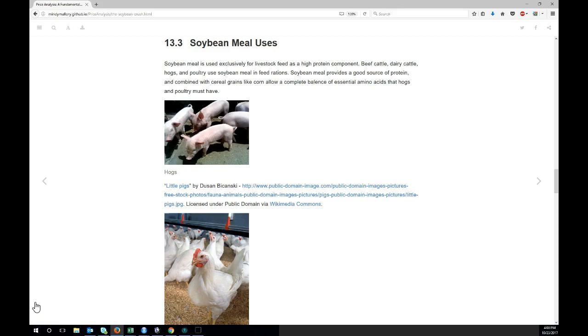So soybean meal is primarily used as a livestock feed, and beef cattle, dairy cattle, hogs, and poultry all use soybean meal in their feed rations. And it's really prized as a livestock feed because it provides a good source of protein, and particularly because when you combine cereal grain like corn with soybean meal, it provides a complete slate of essential amino acids that's particularly important for hogs and poultry to be able to efficiently build muscle.